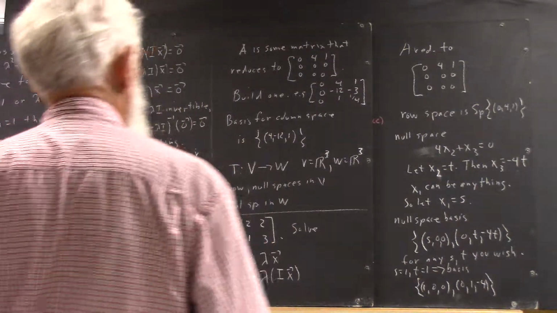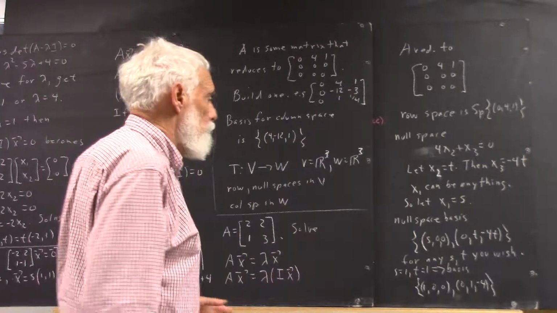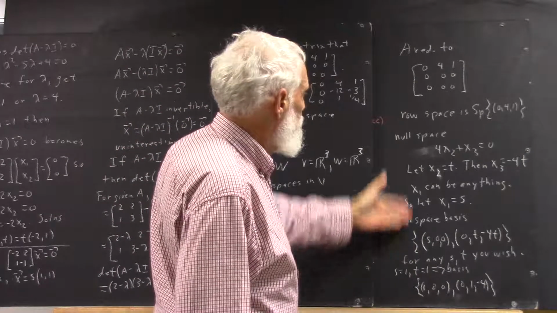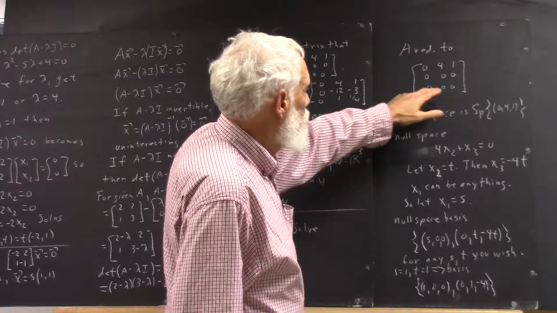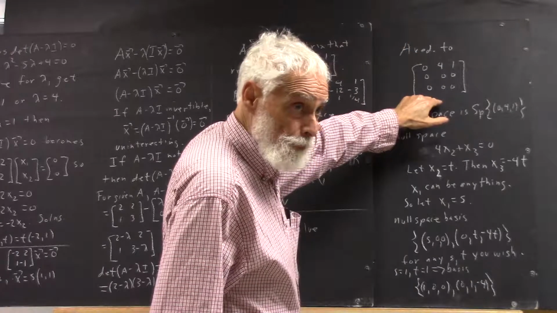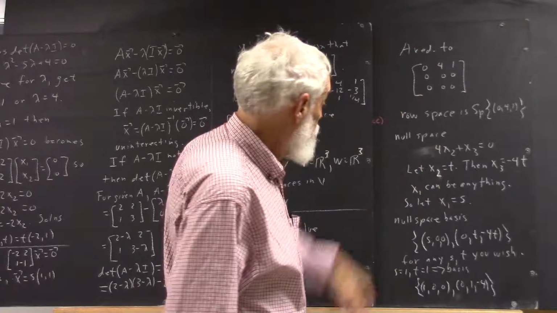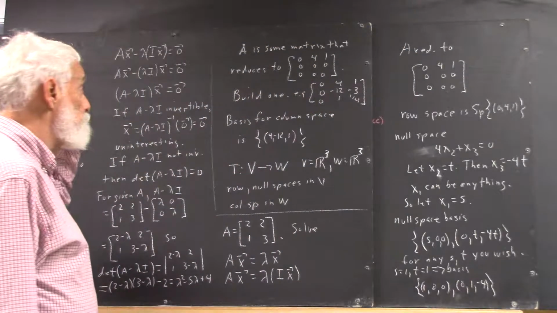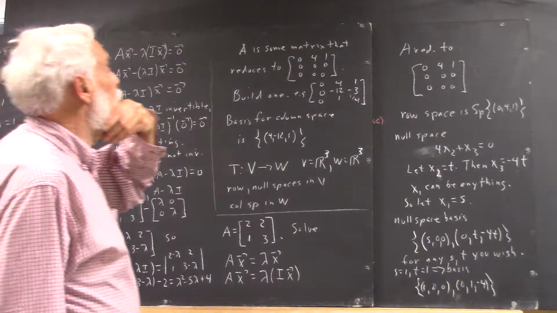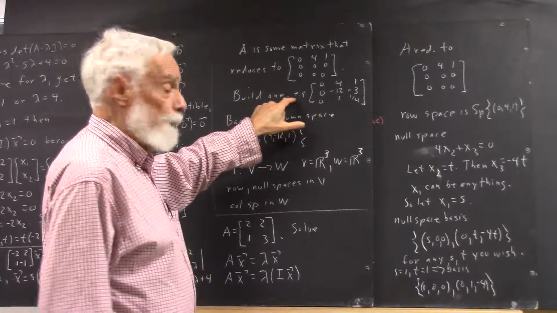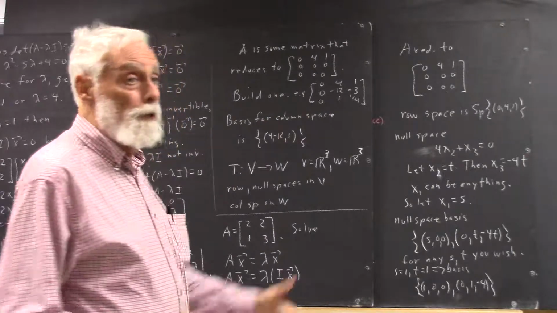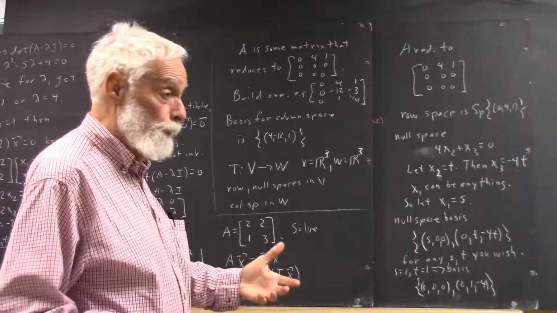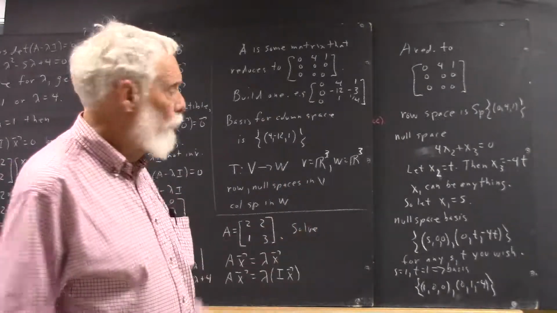Okay, we've determined the row space and the null space corresponding to any matrix that reduces to this. Okay? We build a matrix. Now the only thing you can do is add multiples of rows to rows and multiply a row by a number.